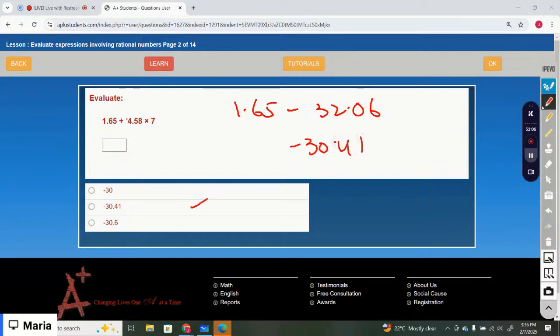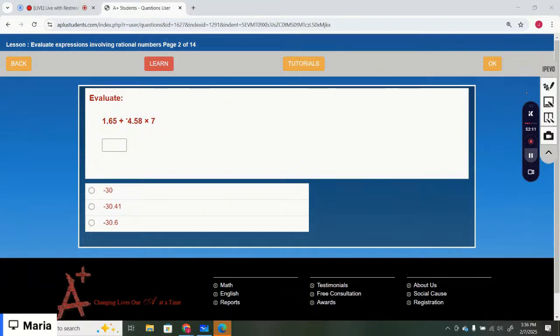Option number 2 is the correct option. Option number 2, that is negative 30.41, is the correct option.